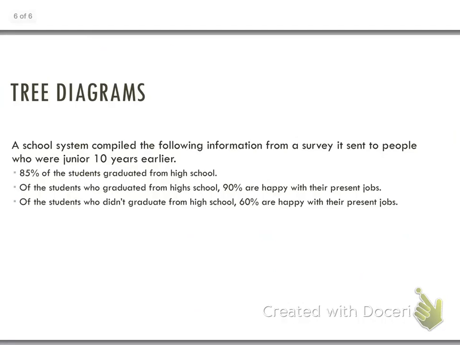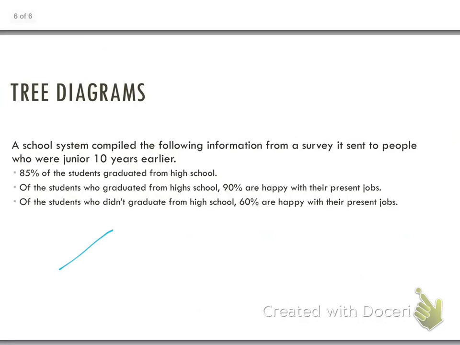Okay, we also have tree diagrams. So a school system compiled the following information from a survey it sent to people who were juniors 10 years earlier. 85% of the students graduated from high school. Of the students who graduated from high school, 90% are happy with their present jobs. Of the students who didn't graduate, 60% are happy with their jobs.